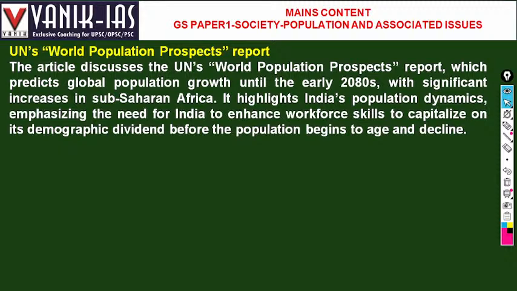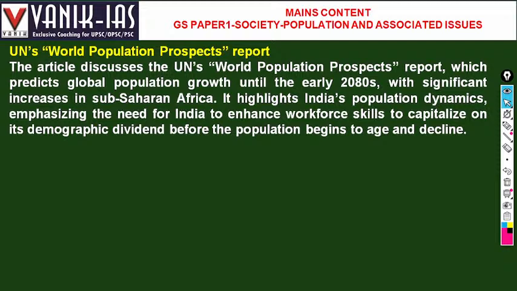First topic is UN World Population Prospect Report. The article discusses the UN World Population Prospect Report, which predicts global population growth until the early 2080s with significant increases in sub-Saharan Africa. It highlights India's population dynamics, emphasizing the need for India to enhance workforce skill to capitalize on its demographic dividend before the population begins to age and decline, because by 2050 population will stabilize and then will start to decline.